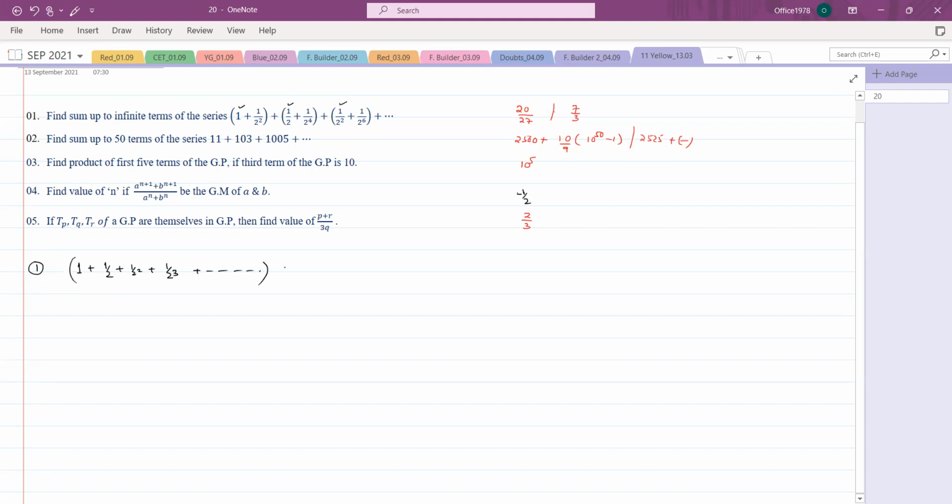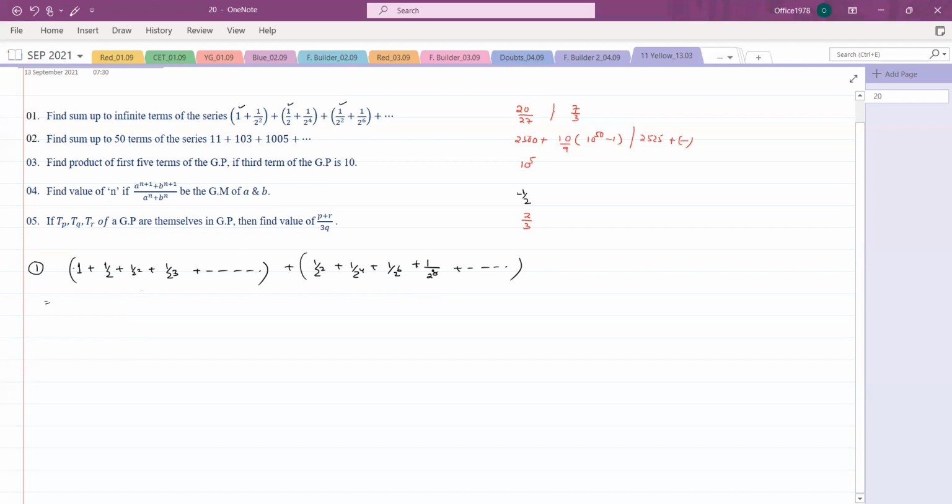Second one is the 1 by 2 square, then 1 by 2 raised to 4, then 1 by 2 raised to 6, 1 by 2 raised to 8 and so on. Now individually both became GP. If you keep the combined one, it may not be a GP, but individually these two are GPs.